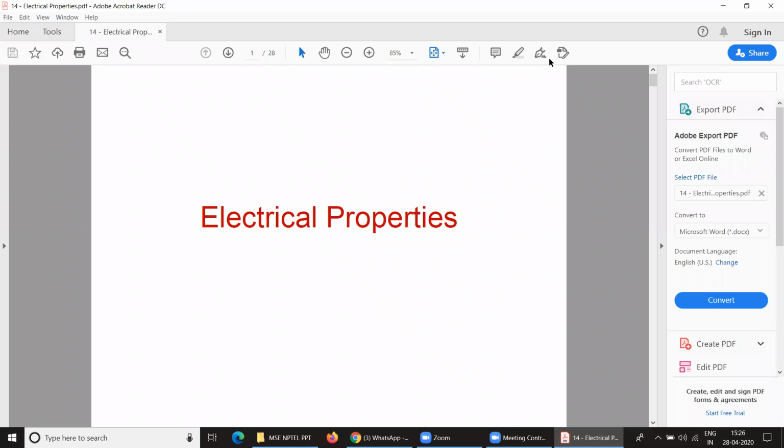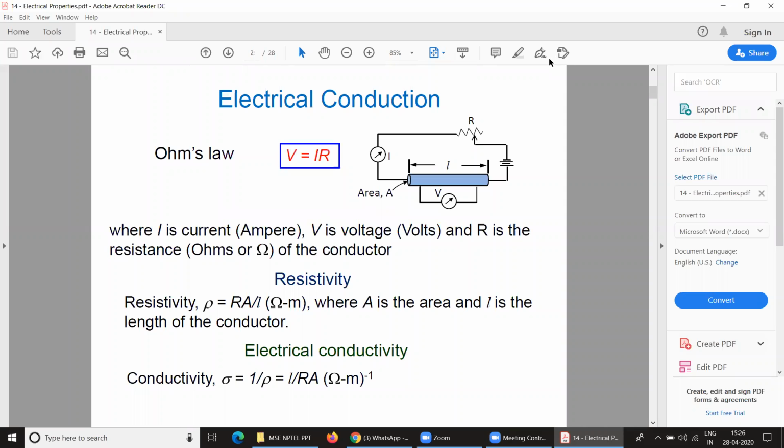Alright, students, today we are going to discuss the electrical properties of materials. And first one is electrical conduction, which obviously brings Ohm's law to mind.